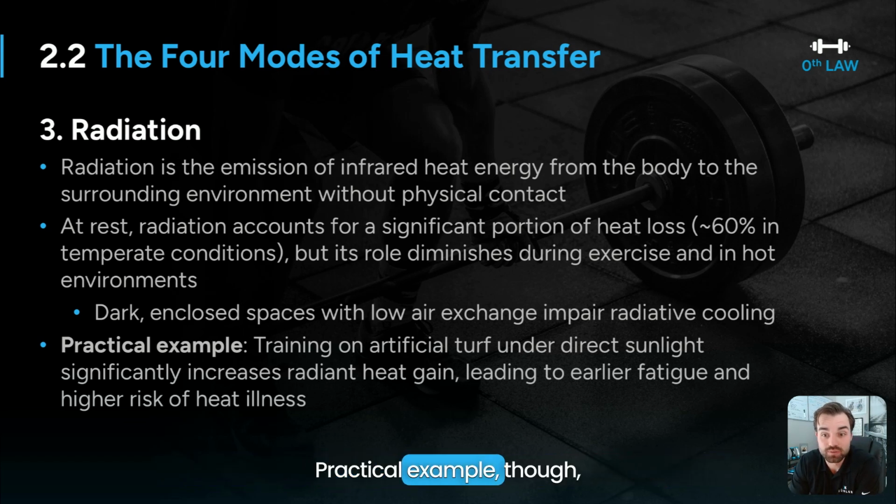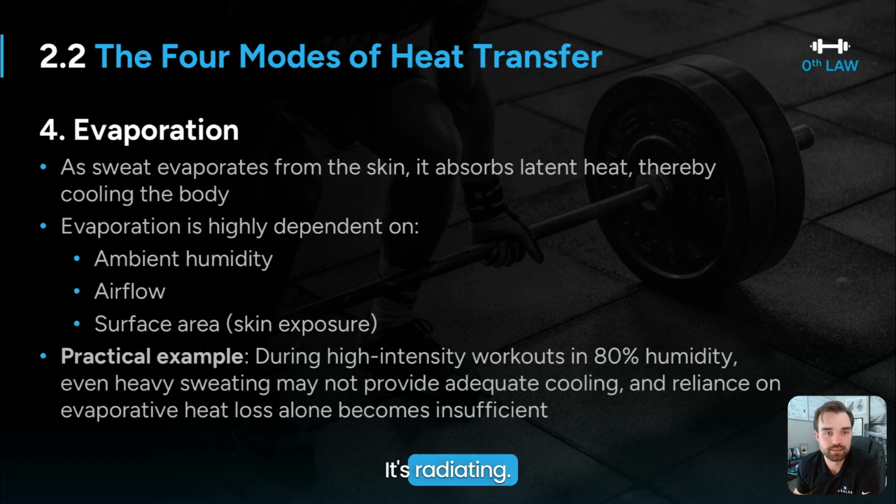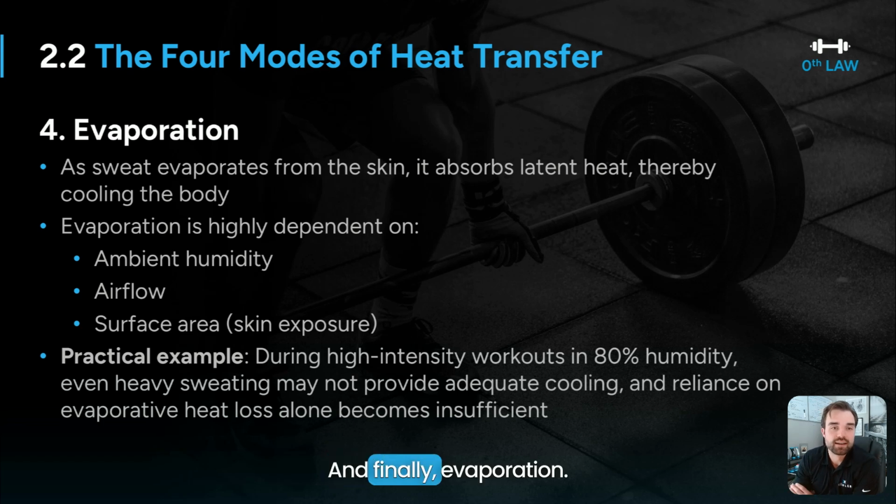A practical example, though, is training on artificial turf under sunlight. So different surfaces that you train on, you will notice that they emit a lot more heat. So there's a lot of heat coming off the ground. It's radiating.